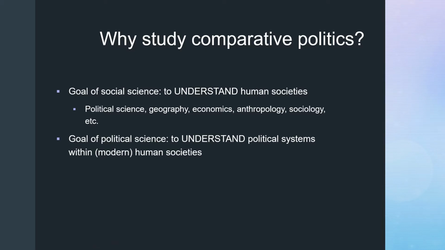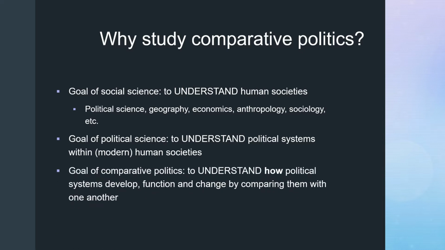The goal of political science specifically is to understand political systems within modern human societies. How do people create politics? Why do they create them? And how does that work? Finally, within comparative politics, the goal is to understand how political systems develop, function, and change by comparing them with one another. In other words, by using the comparative method.